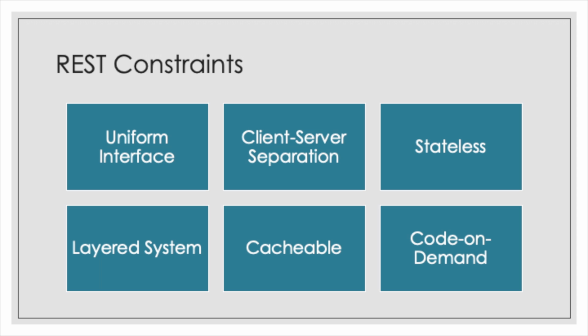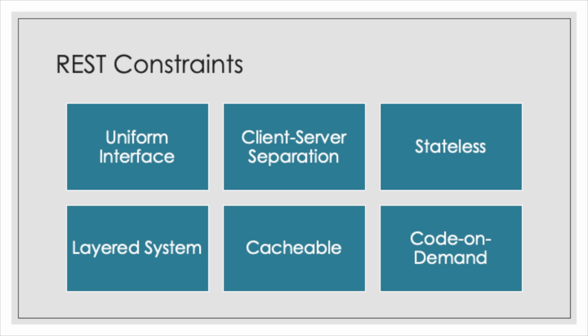The fourth constraint is layered system. Between the client requests and the server responses, there can be many servers or layers in between. These layers are typically used for security, caching, load balancing, etc. However, these layers do not affect the requests and responses, and the user is unable to see how many layers their requests go through.